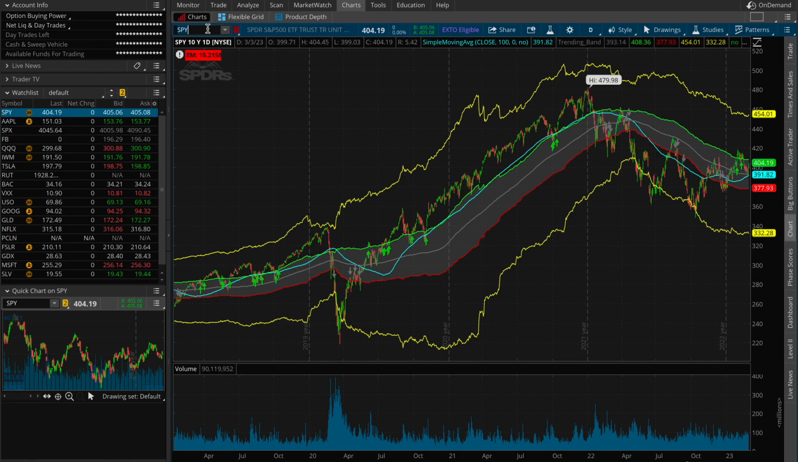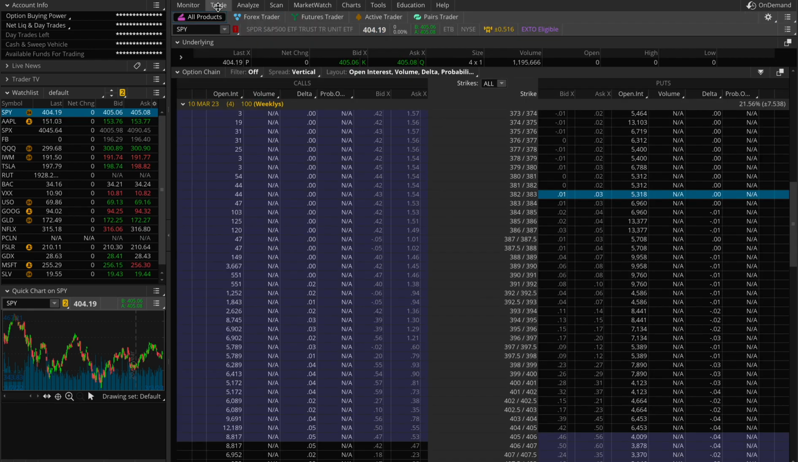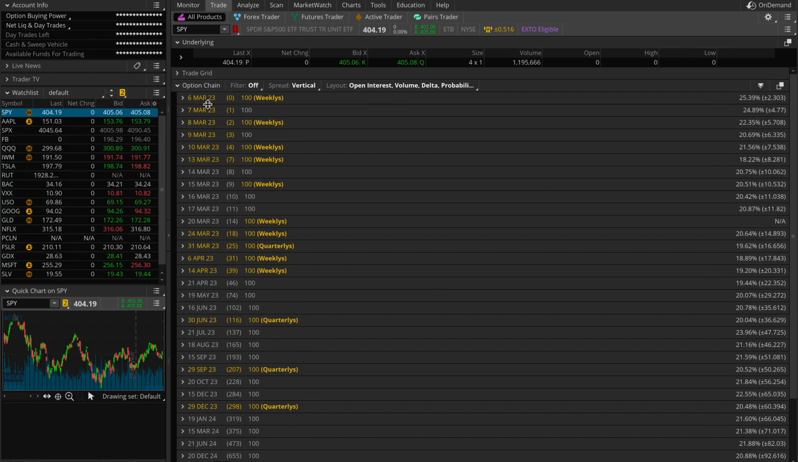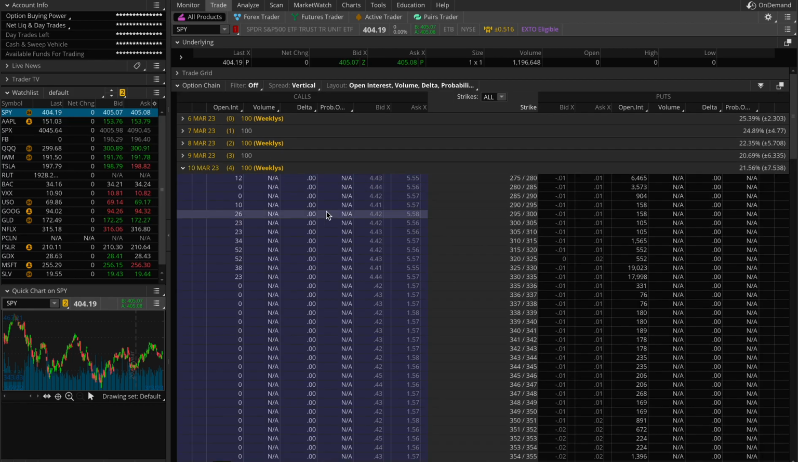So first thing we do is we want to type in our symbol SPY. So we do that and we get our symbol right here. Next thing we do is we move to the trade tab. So on the trade tab is where we'll see all the info. Next, we want to find our expiration date. So we want to scroll down to our expiration date, which is March 10th, 2023. I click here on March 10th, 2023.